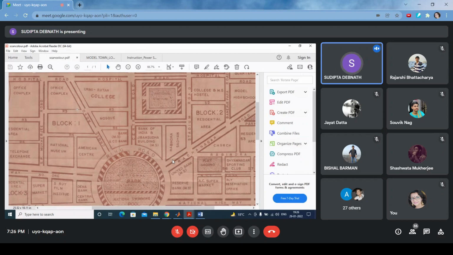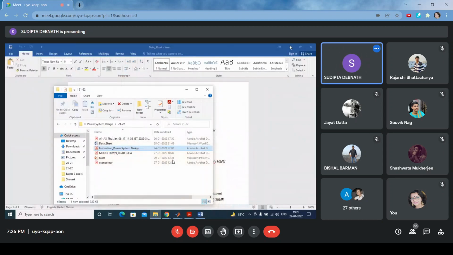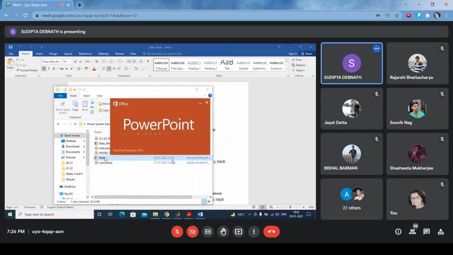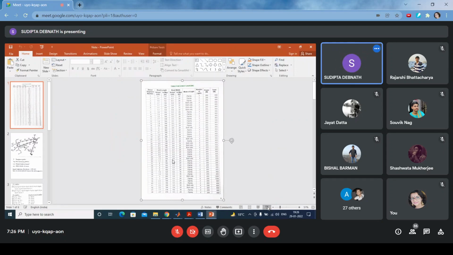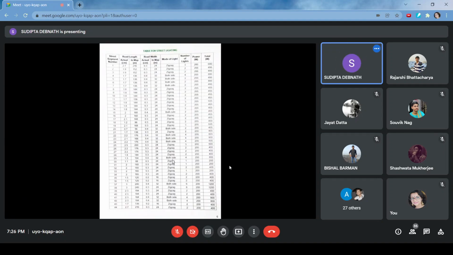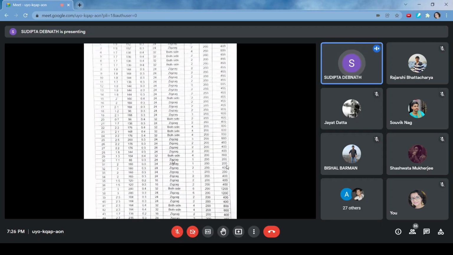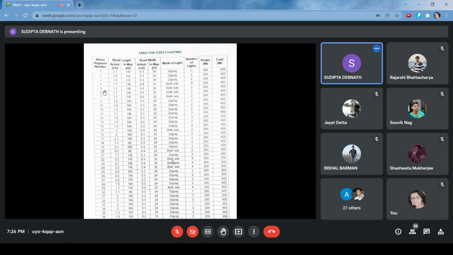Understood? You won't be able to understand if I don't show you. See, in this way they have put it. Let me enlarge it. So this is the street light. See how they have put it. Actually, in centimeters they measured by scale, they multiplied by the factor, and they have got this one. Now the street segment number, they have divided into different segments.